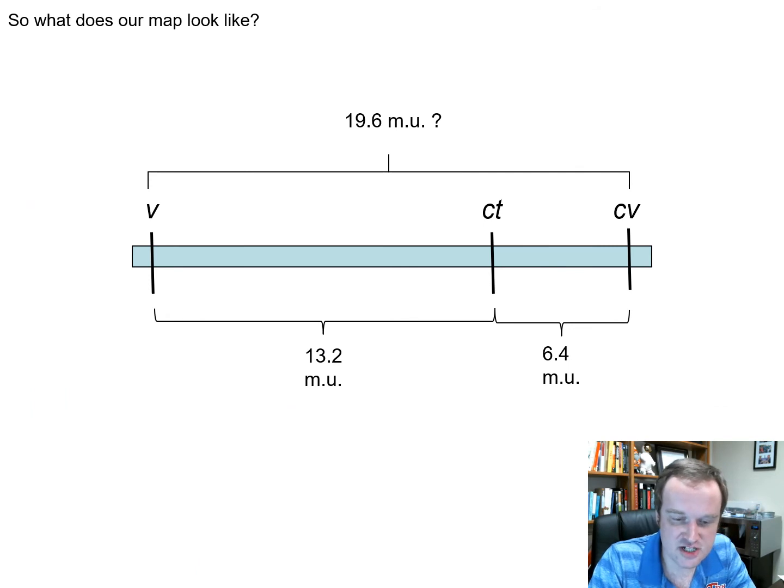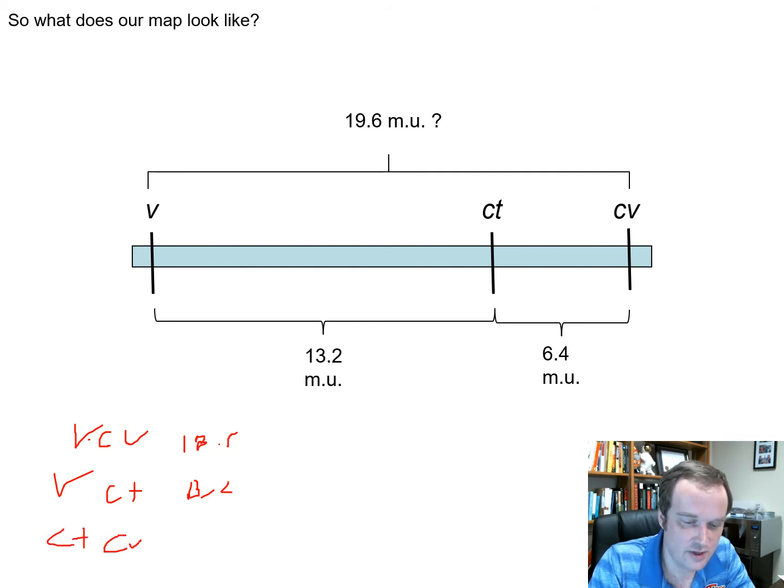Okay, so let's try to put these genes on a map. So remember, between V and CV we had 18.5. Between V and CT, we had 13.2. And then between CT and CV, we had 6.4. So we know that they're on the same chromosome because our recombination is much less than 50%.